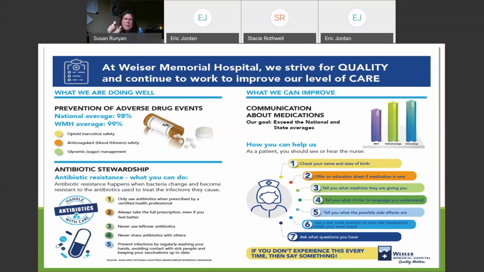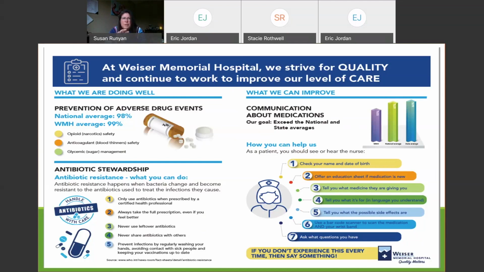But again, maybe a visual of what we're doing well, and they talk about what we can improve. So they talk about medications, adverse drug events. They talk about where they are and where the national average is. So they're doing well there. They talk about what they can improve upon with medications. And then they talk about antibiotic stewardship. So it really crosses then to infection prevention. And then it really talks about patient empowerment or patient family engagement.